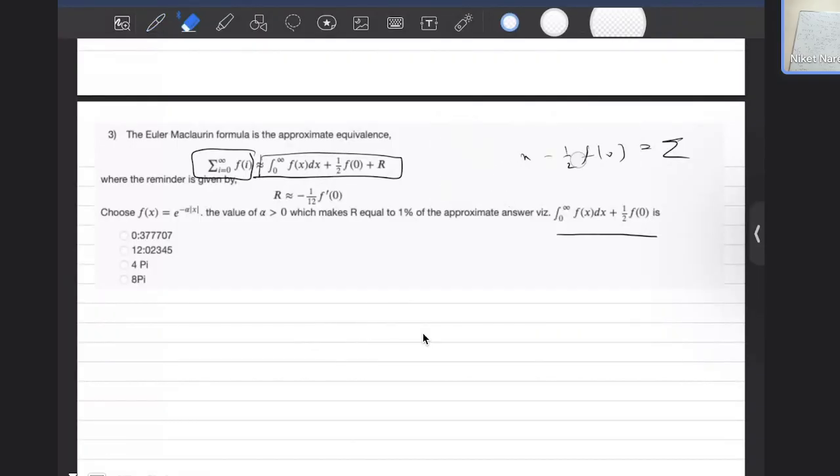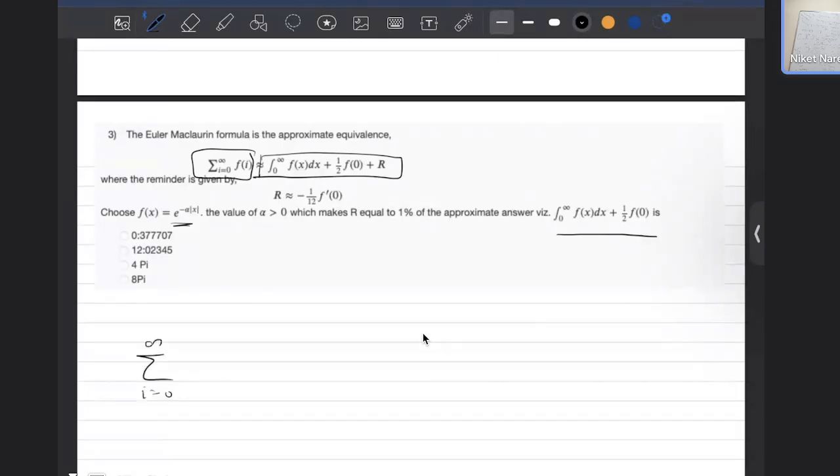so let's do this. What is the actual answer firstly? So the left hand side, let's actually evaluate the left hand side. The sum over i from 0 to infinity of e raised to power minus alpha x. When I'm writing f of i, this is just simply e to the power minus alpha into i, where i goes from 0 to infinity. We're replacing i by x only.